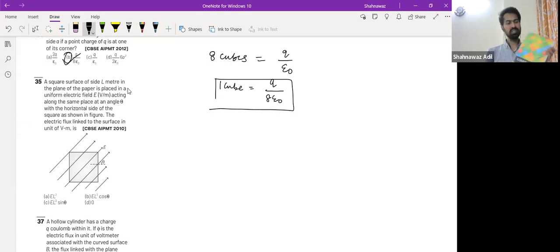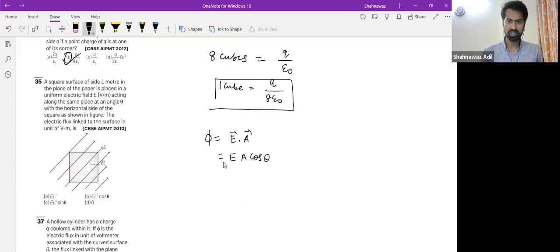Whatever surface we have, the direction of the surface area vector is always normal to this surface, always perpendicular to this surface. Am I correct? Yes, sir. So this is the direction of the area vector, and you have this electric field which is in the plane. So your flux would be E dot A, which means EA cos theta.